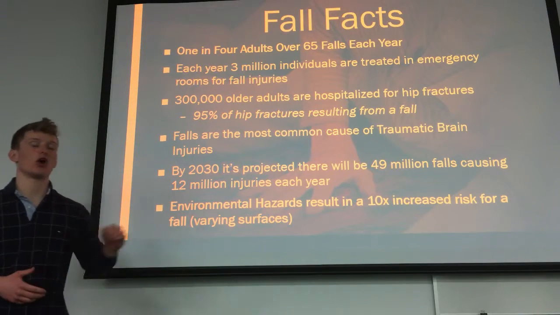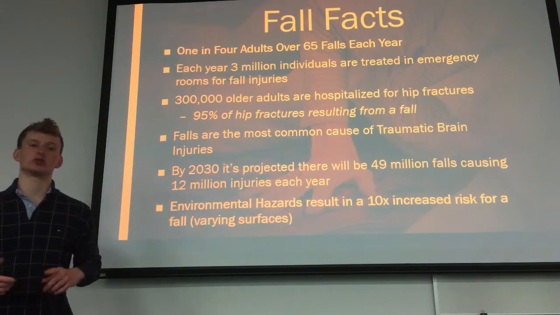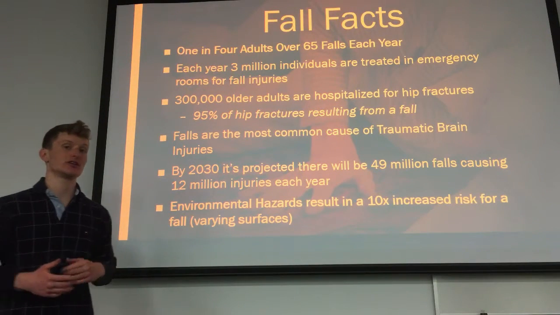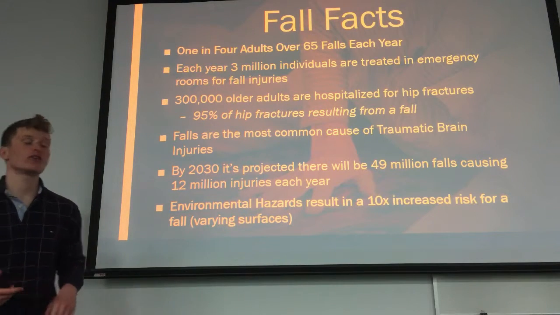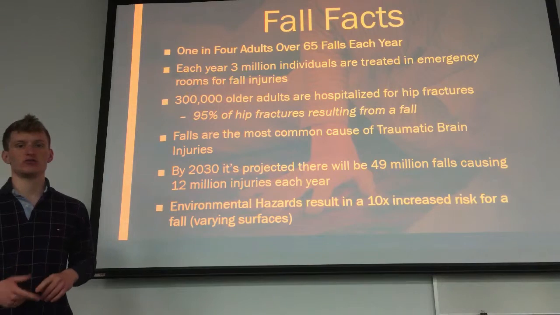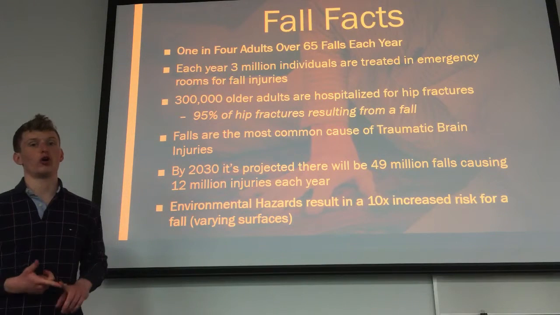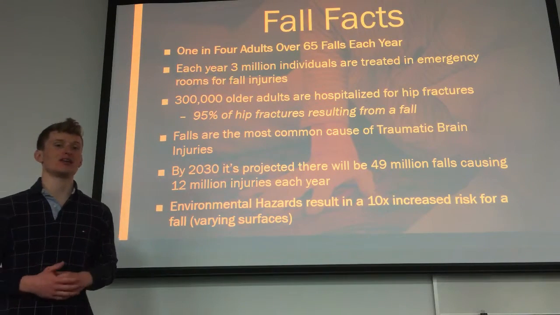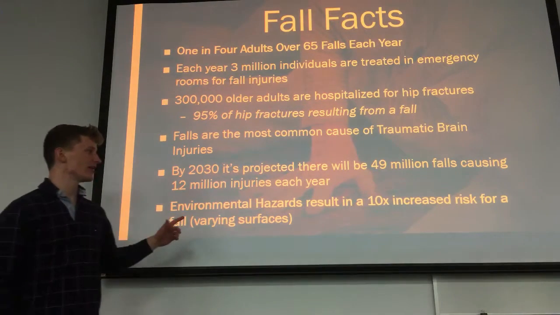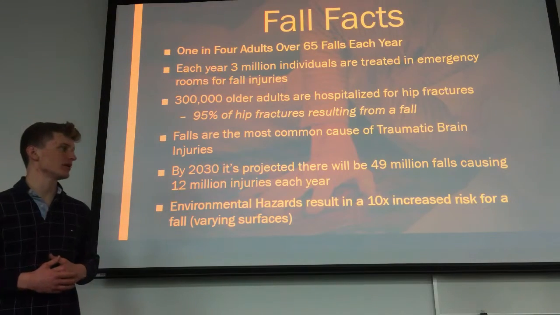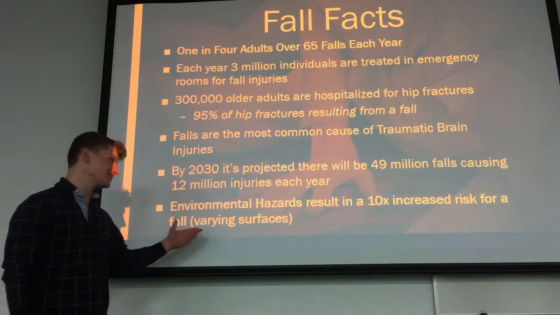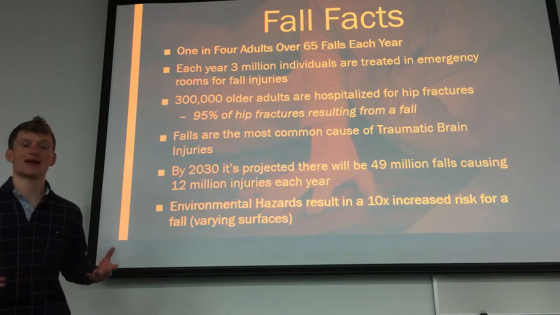One may think that car accidents or contact sports would be the most common cause of traumatic brain injuries, but it actually is falls. By 2030, it is projected that there will be 49 million individuals yearly who fall and 12 million fall-related injuries. Then this last point, environmental hazards result in a 10-time increased risk for a fall. An example of an environmental hazard is a varying surface or a compliant surface.